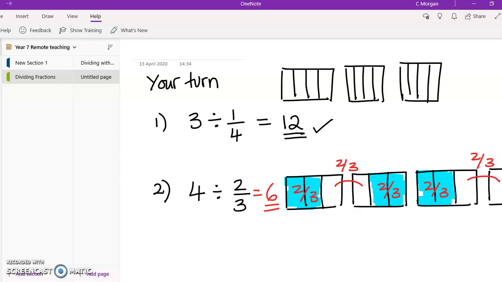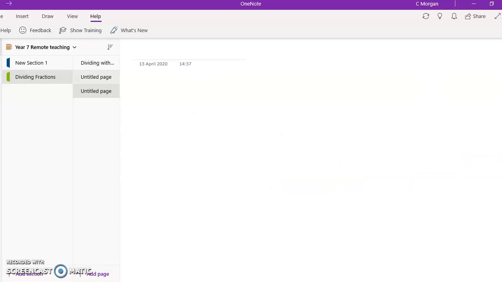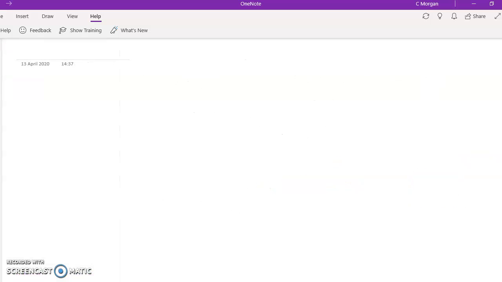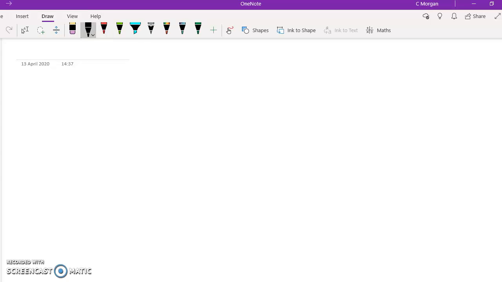Okay, I'm going to add another page and I'm going to ask you to have a go at a question like this. Now let me get my black pen. This time I'm going to start with a fraction such as 1/4 and I'm going to ask you to divide it into 2. So what is 1/4 divided by 2? If you think you know the answer, you can write it down.